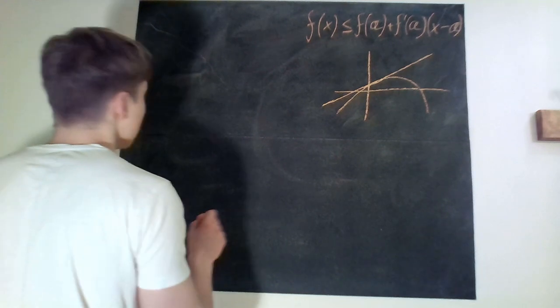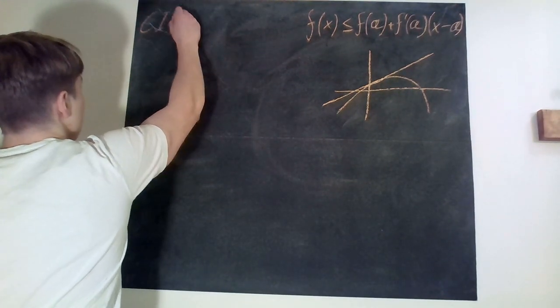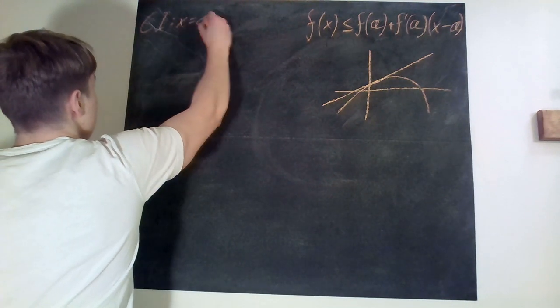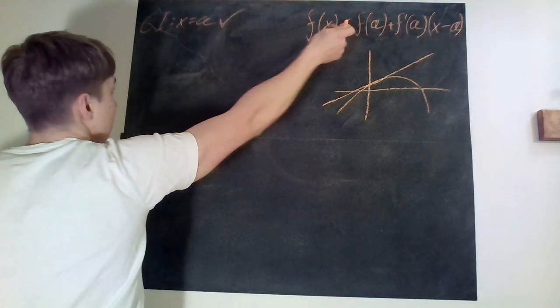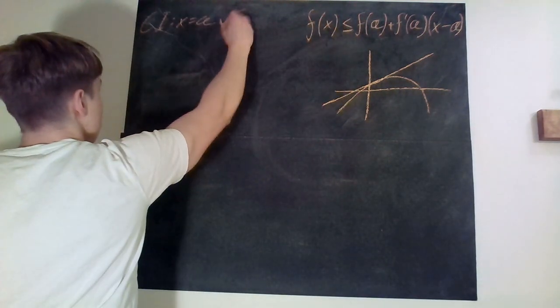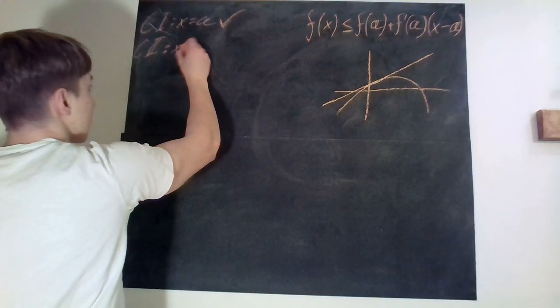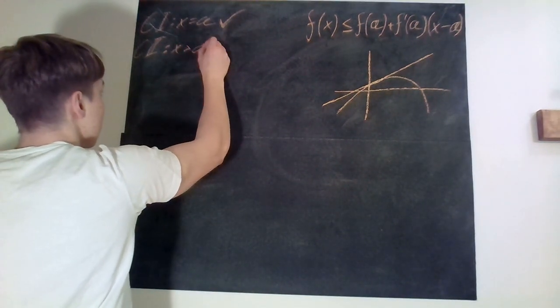Okay, so I have case one, x is equal to a. Then it's just obvious. That becomes 0. f of x is equal to f of x. That is true. Case 2, x is greater than a.